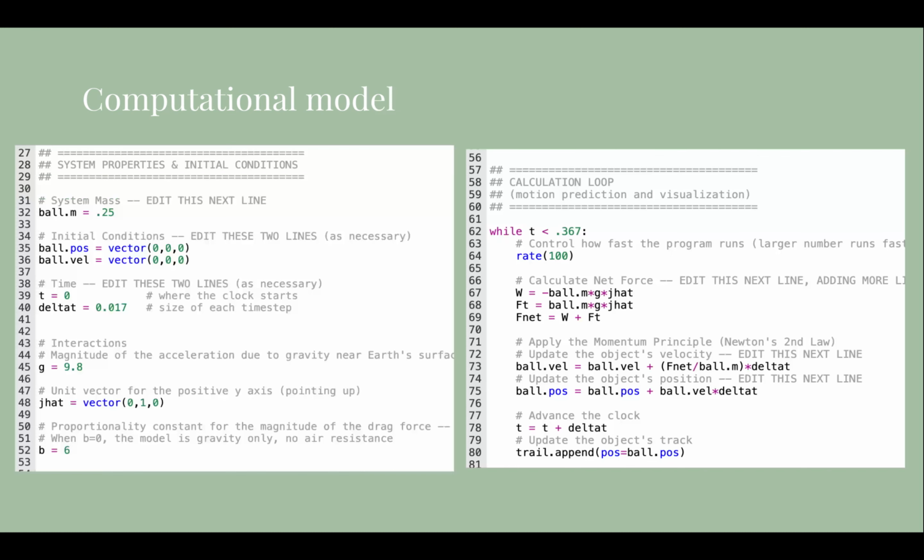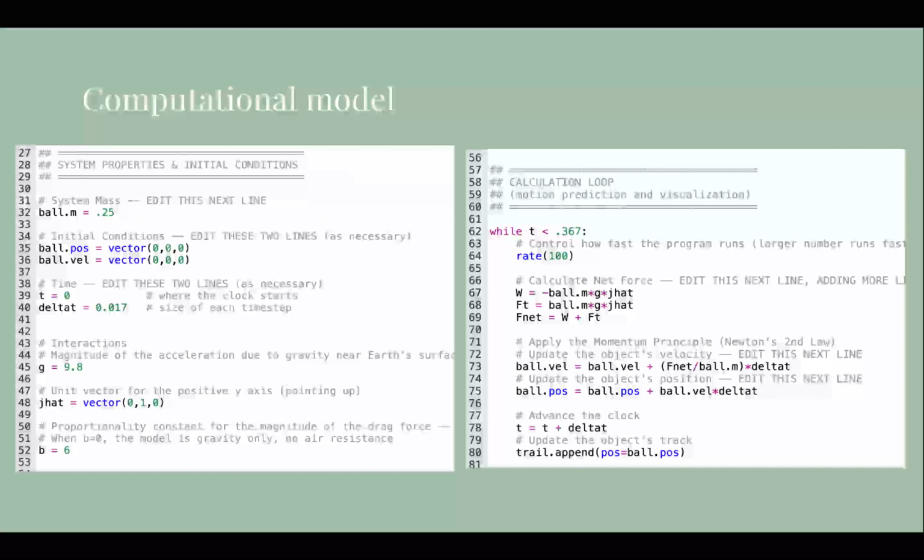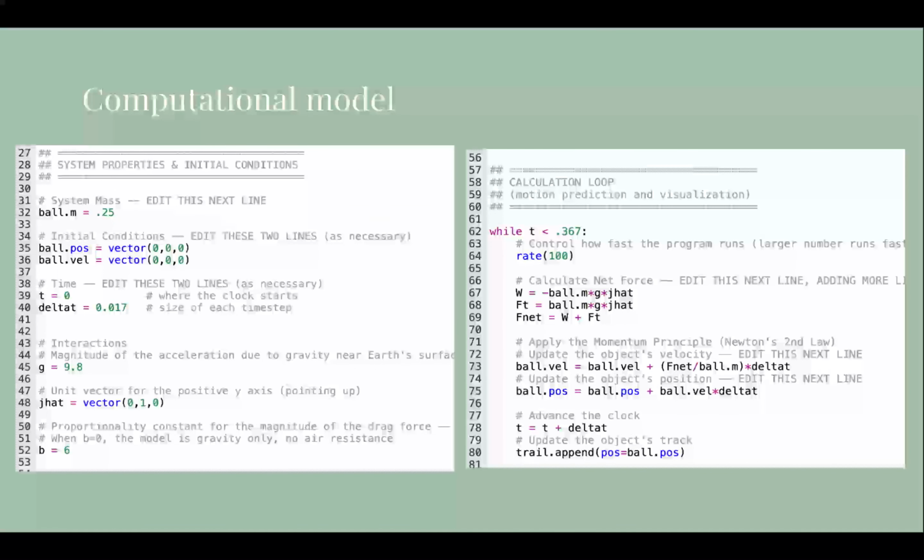And then for the computational model, first we set all the initial conditions, including the slinky's mass, the slinky's position, which was 0 because we set the origin to be at the bottom of the slinky, the slinky's velocity, which is 0 because it starts at rest, and then the proportionality constant, which is just found through a guess and check method.